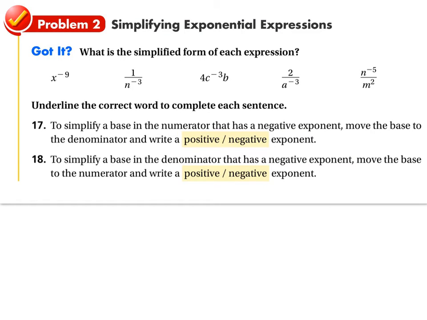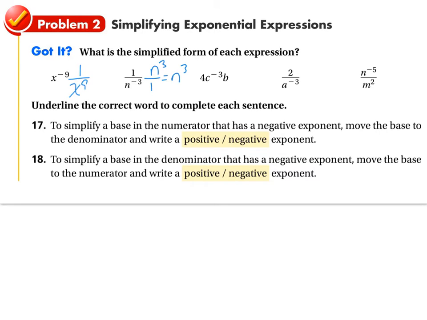So what is the simplified form of each expression? Well, for an exponent to be simplified, it must have a positive value. So looking at the first problem, this is not simplified. To make the negative 9 positive, we put 1 over x to the 9th, because the negative exponent means reciprocal. In the second problem, the reciprocal of n to the negative 3 when it's in the denominator is to move it to the numerator. So this would be n to the 3 over 1, which would simply be n cubed, or n to the 3. Remember, when we use the reciprocal, that negative exponent becomes positive.